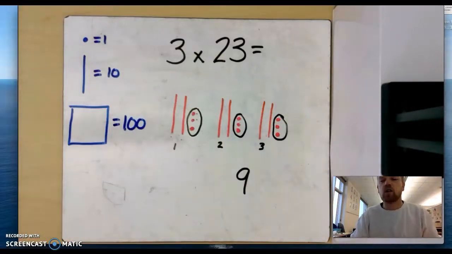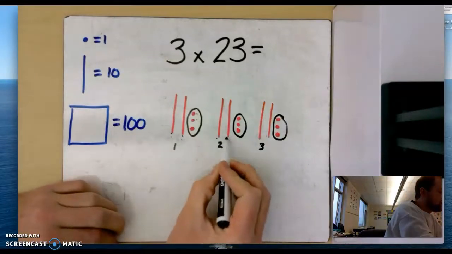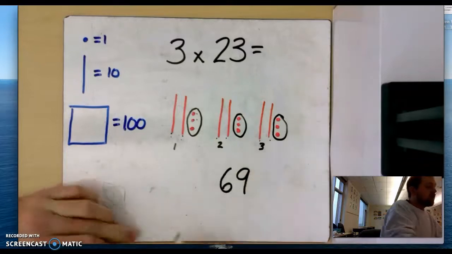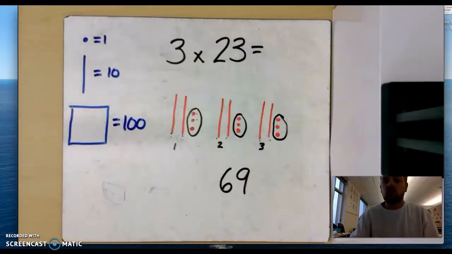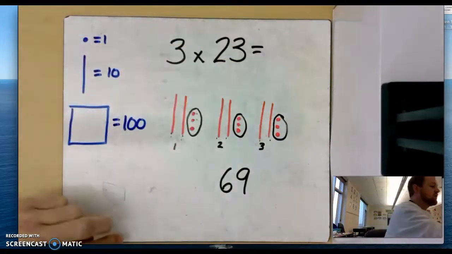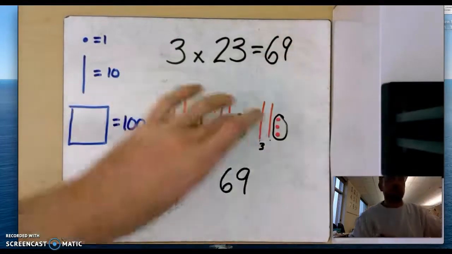Now I'm going to count my 10s and see what's going to be in my 10 column. So I have 1, 2, 3, 4, 5, 6. So I have a 6 in my 10 spot. So now if I think back to it, my new answer would be 3 times 23 would equal 69. And again, I got that by just working this out.